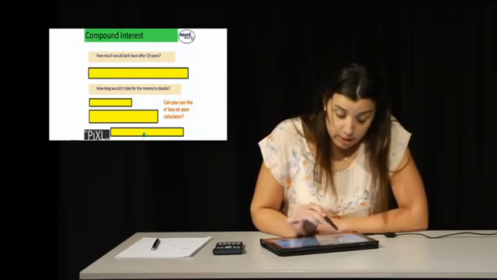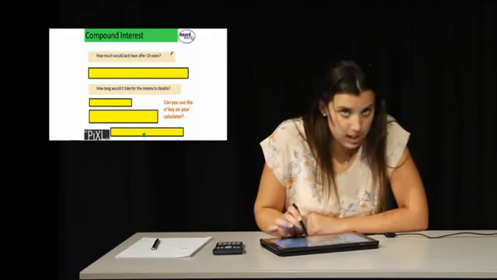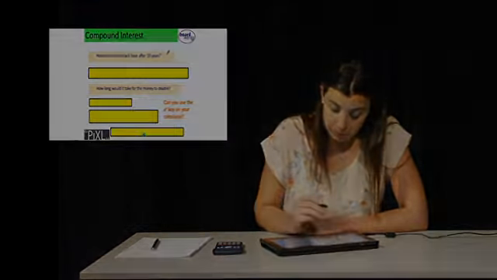Let's take this a next step further. How much would Jack have after 10 years? So instead of 4 years now, 10 years. And the second question I want you to answer is how long would it take for the money to double? 3 minutes, off you go.